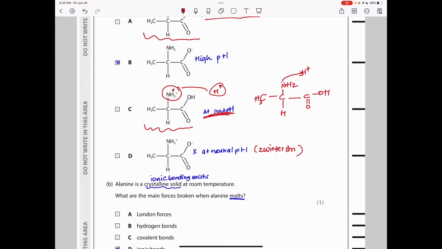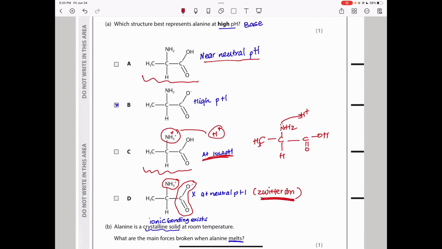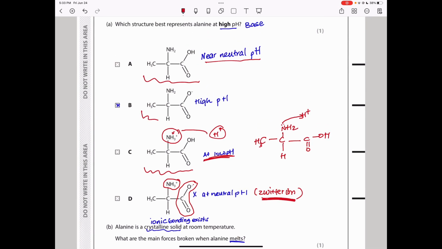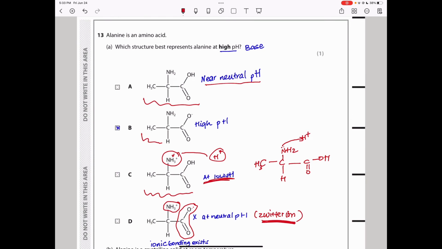And you already know this is going to occur near neutral pH because, remember, this was a carboxylic group. The hydrogen in the carboxylic group was lost in solution and combined to this part, forming a zwitterion. So that is also going to be observed near neutral pH. The only correct answer for high pH is going to be B. And that's the answer for question 13.